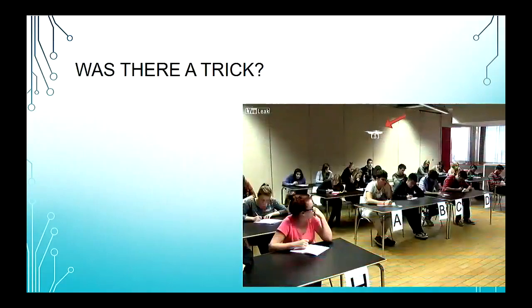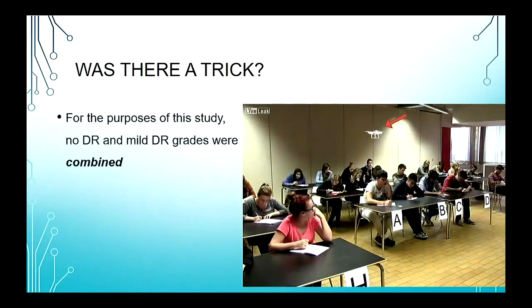So what's the trick? The trick is, first of all, they combined all the healthy participants' data with the mild diabetic retinopathy. So everybody that was not deemed referable was treated as healthy. That's a big problem. The other one is that they excluded a lot of images. When you exclude a lot of images, of course your result's going to be good because you're dealing with good images.